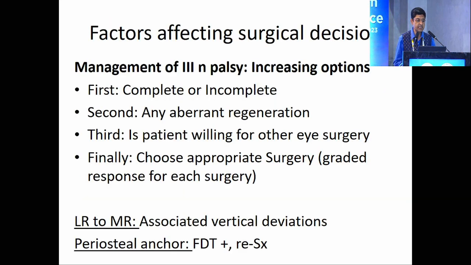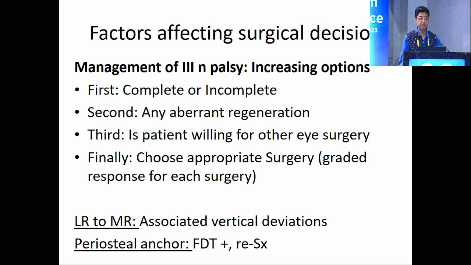So essentially summarizing, we have increasing options. See whether it's complete or incomplete, how much there is function of the medial rectus, is there any aberrant regeneration, is of course the patient willing for the other eye surgery, which can be a challenge. Choose the appropriate surgery. We can see that there is a graded response to various kinds of surgeries. I use lateral rectus to medial side, especially in associated vertical deviations. The medial periosteal fixation is like a fail-safe surgery for me.